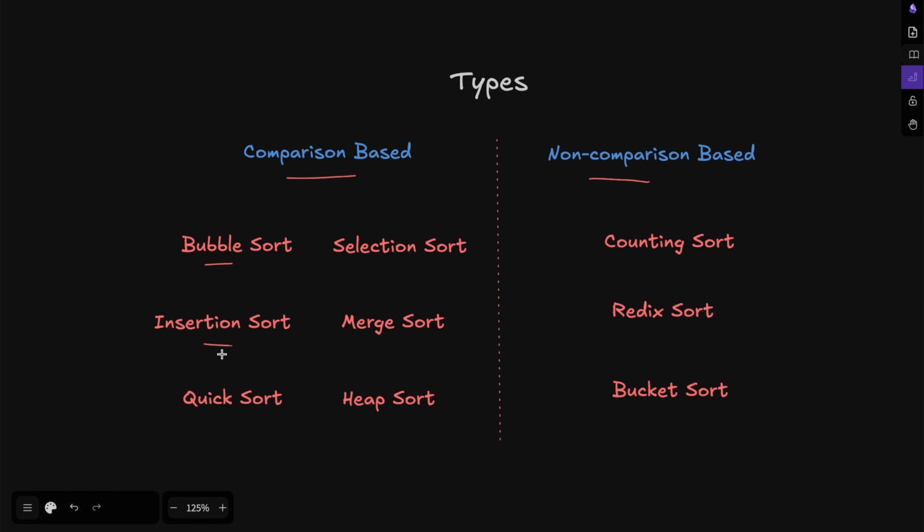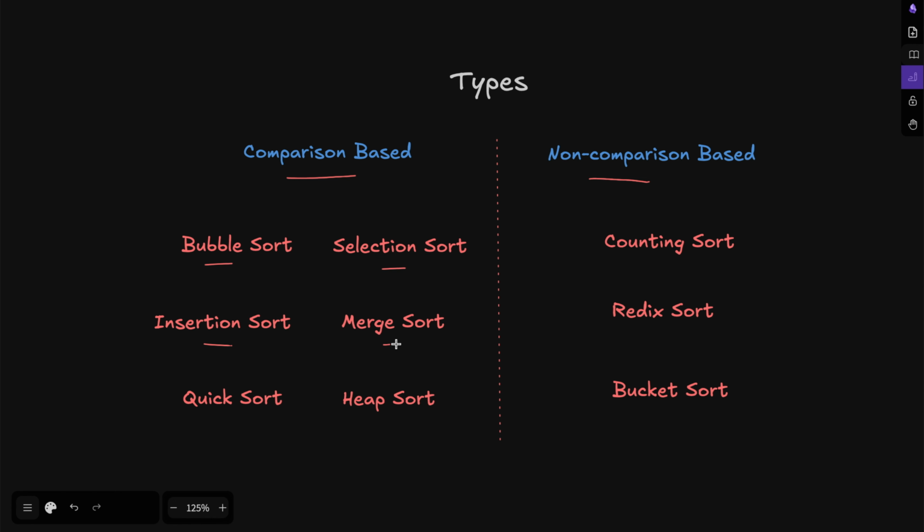It is really efficient for small data sets or nearly sorted data, for example a 10 element array where only 2 elements are out of place. Then we have selection sort. In selection sort, we repeatedly find the minimum element from the unsorted part and place it at the beginning. We repeat these steps multiple times. It is simple but generally less efficient than insertion sort.